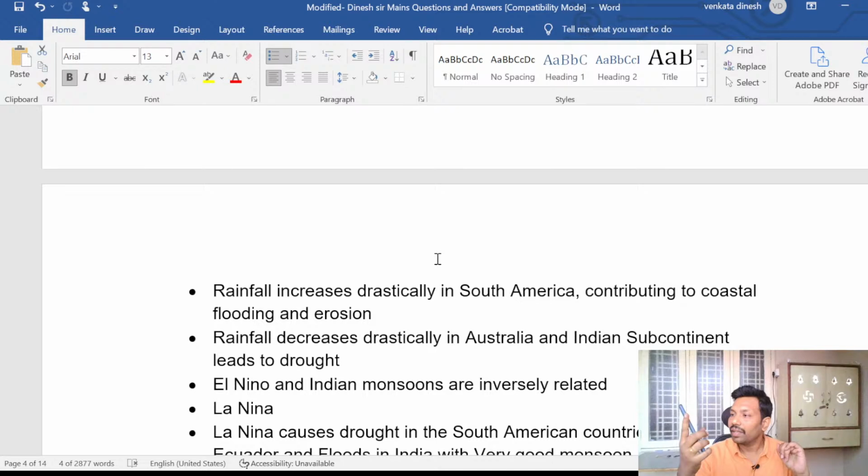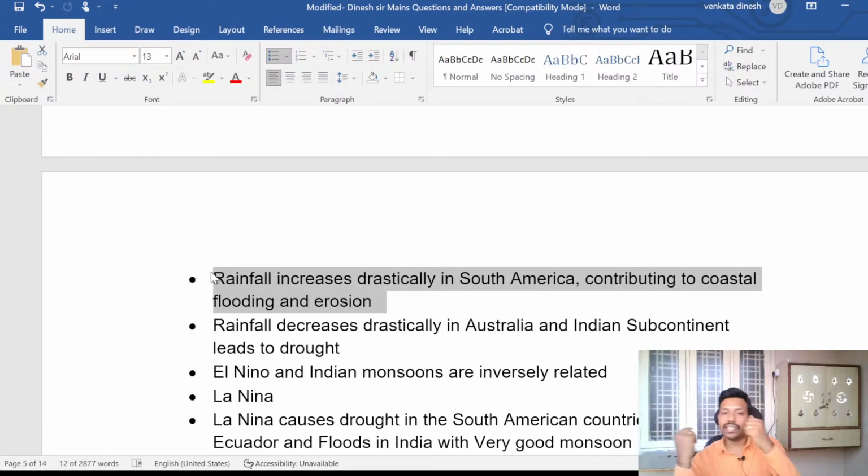La Nina is the opposite. Winds coming to you will come to you, and winds coming from the Pacific Ocean also come to you, so more rainfall. Rainfall increases drastically in South America, contributing to coastal flooding and erosion. Obviously, more customers to my neighboring shop means fewer customers to me. Simple logic, right? More rainfall in South America means less rainfall to India. More rainfall to India and Australia means less rainfall to South America. So this is the El Nino condition.